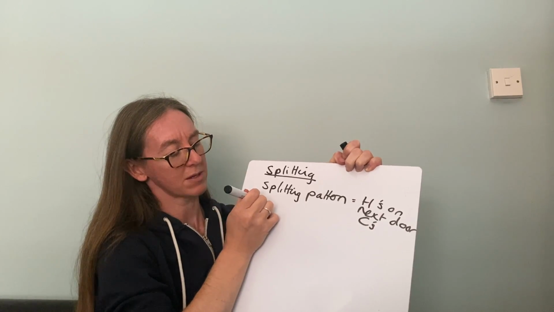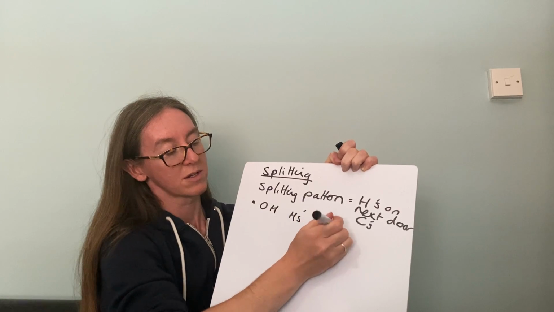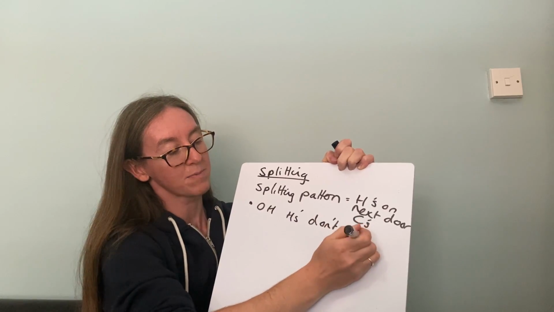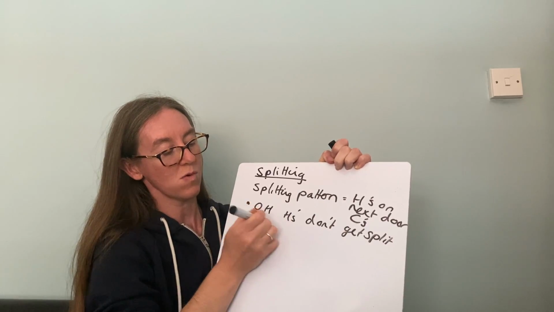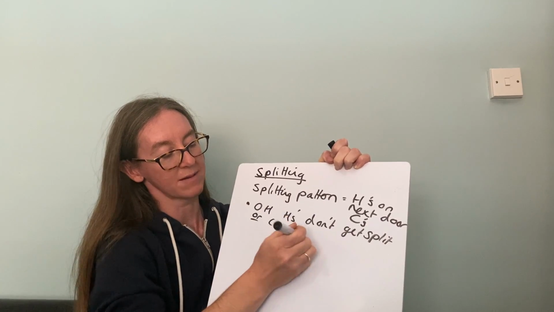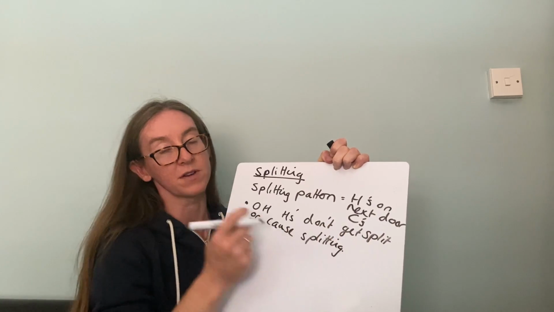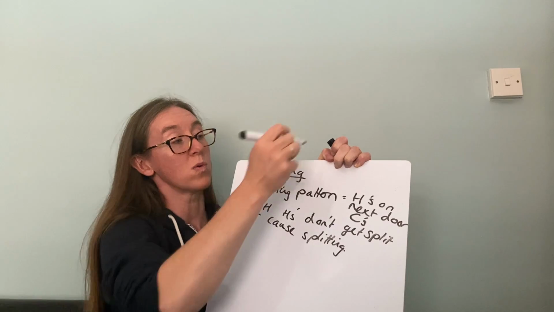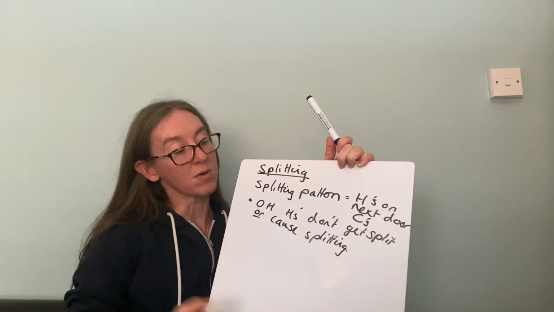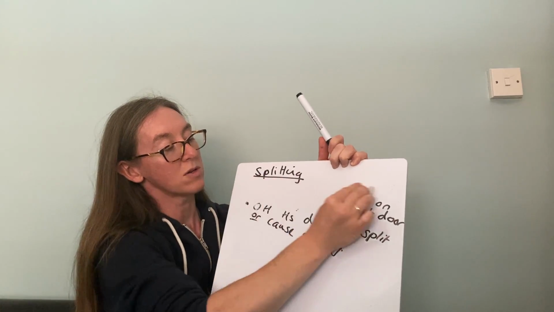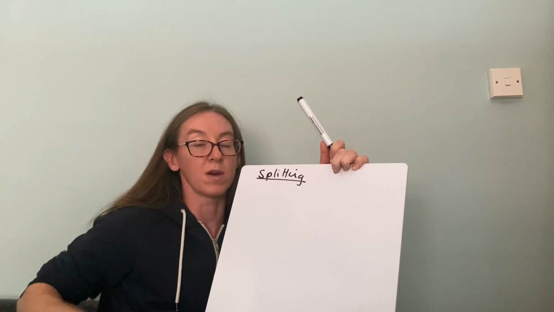An important point, OH hydrogens don't get split or cause splitting. So no splitting of an OH hydrogen, and they don't cause any splitting either. There's a table that you just need to memorise really, and if you practice using it you will memorise it quite quickly.